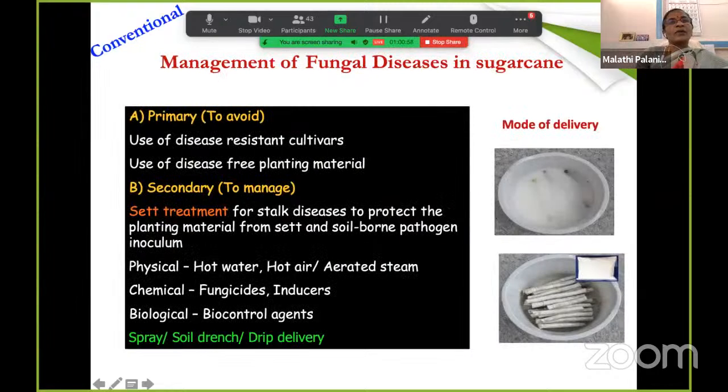As we all know, for fungal disease we have to go for two aspects: we have to avoid the inoculum, or we have to manage the inoculum. To avoid the primary source of inoculum, we recommend disease resistant cultivars as well as disease free planting material. To manage the secondary inoculum, we recommend set treatment with different agents, that is physical, chemical and biological agents, along with spray, soil drench or drip delivery for field application.